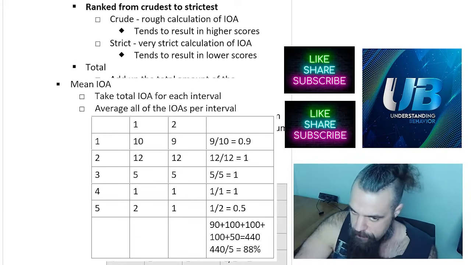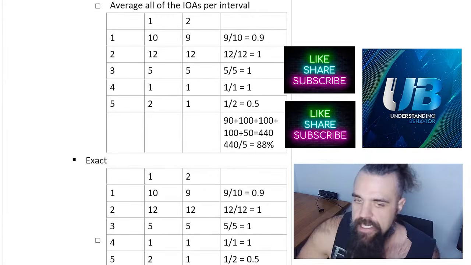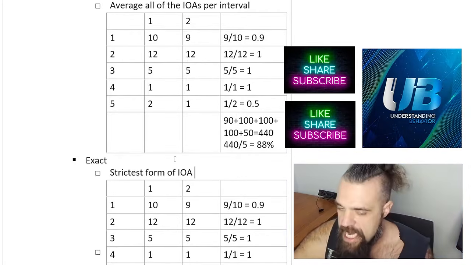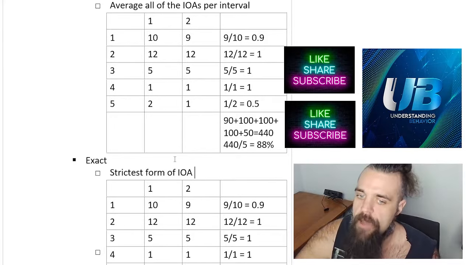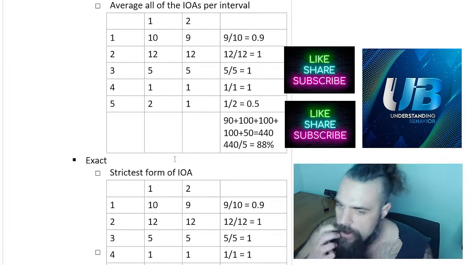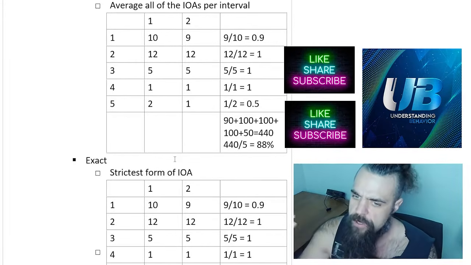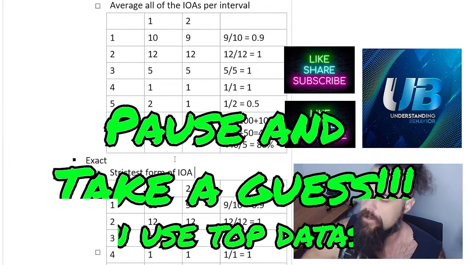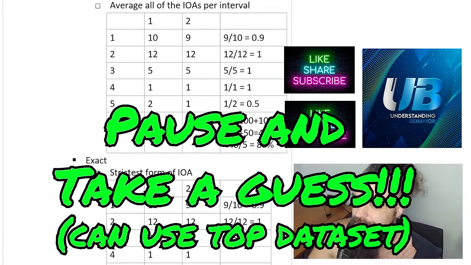Let's actually copy this data set. We're going to do the same thing for exact. So in exact, again, this is the strictest form of IOA. And in this one, essentially, if the intervals don't exactly match, it's an all or nothing game. We had a few intervals that match, but 2 intervals did not match. Which 2 intervals do I need to score as zeros here, chat? Let's see that. Perfect. You guys are nailing it.